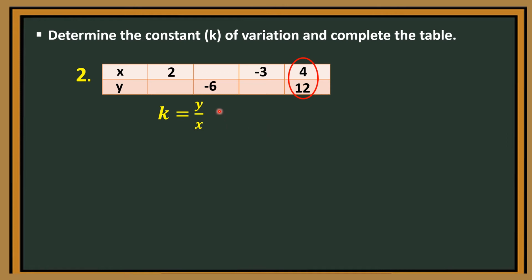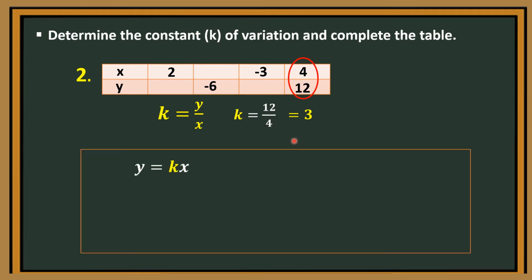By substitution, the value of y is 12 and the value of x is 4. That is k is equal to 12 over 4. Divide, therefore k is equal to 3. That is the constant. So since we now have the constant, we're going to solve now for the value of y and the value of x by using the equation y is equal to kx for direct variation.